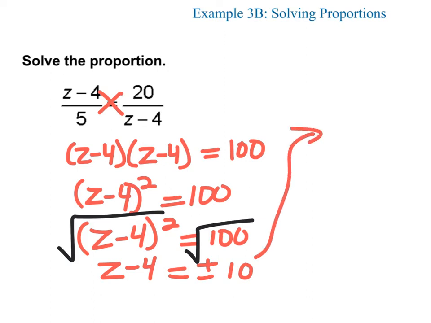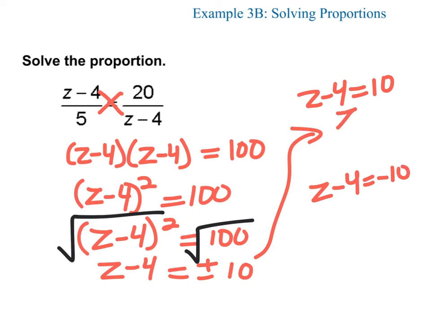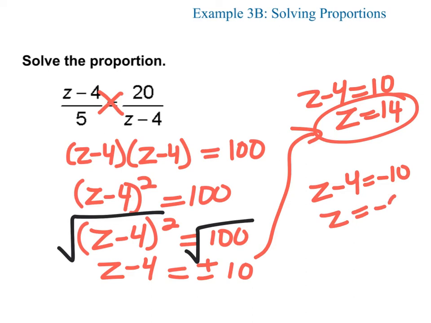So make sure in your notes that you have this example. So now I have z minus 4 could be positive 10, but z minus 4 could also be negative 10. So we're going to get two answers here. So I'll add 4 to both sides on the top one, and we have z is 14. That's one possibility. The other possibility, if I add 4 to both sides of the other one, is that I have negative 10 plus 4. So then z would be negative 6.